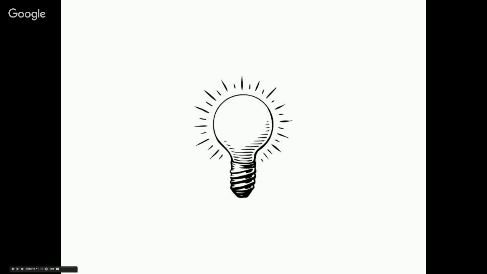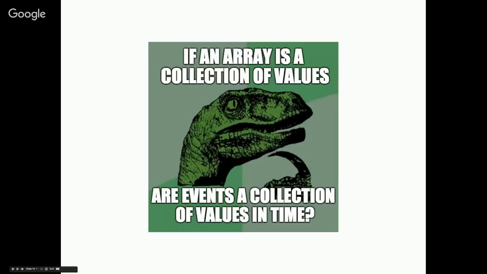Okay, so not very long later, 2009, came something new, and it's quite a bright idea, and it's this. So if an array is a collection of values, are events a collection of values in time? It takes a little while for that to sink in about what that means, but I'll try to explain what that means. But it's quite interesting.